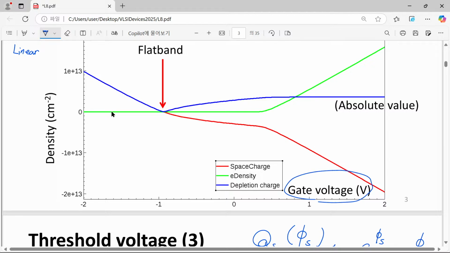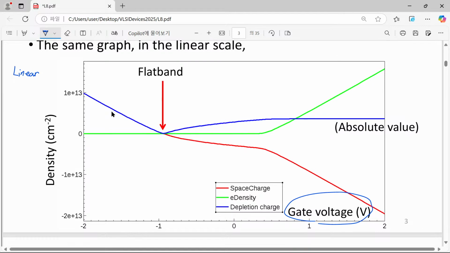When you have a look at this curve, you can find 2 different curves. One is blue, one is green, and they have different origins. This one corresponds to the difference between our hole density and Na. So this is related with depletion, and this is solely originated from the electrons.